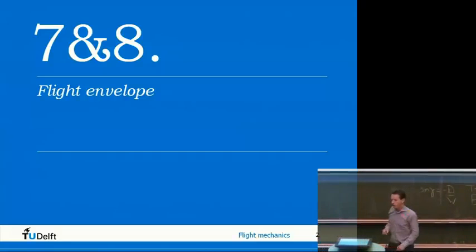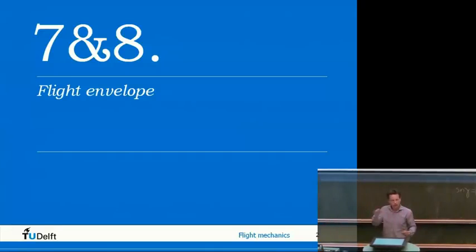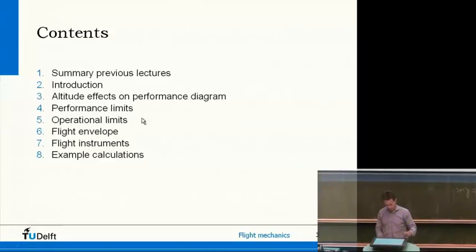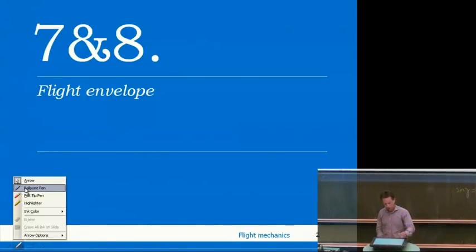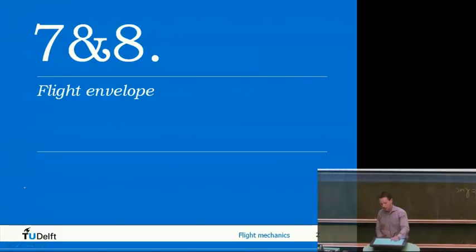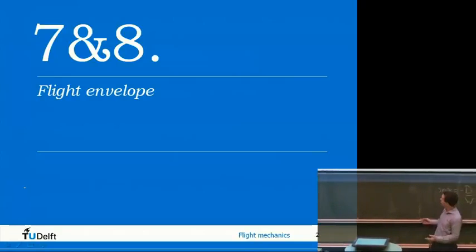I'm just going to look at, okay, I've calculated how fast can I climb, how fast can I fly, how slow, and what I want to end up with is basically a diagram with altitude and airspeed, and there will be some region where the aircraft is able to fly. So I'm going to look at what happens as a function of altitude with the performance of the plane. Does it make sense to fly high, or does it not make sense? So this is the main objective.